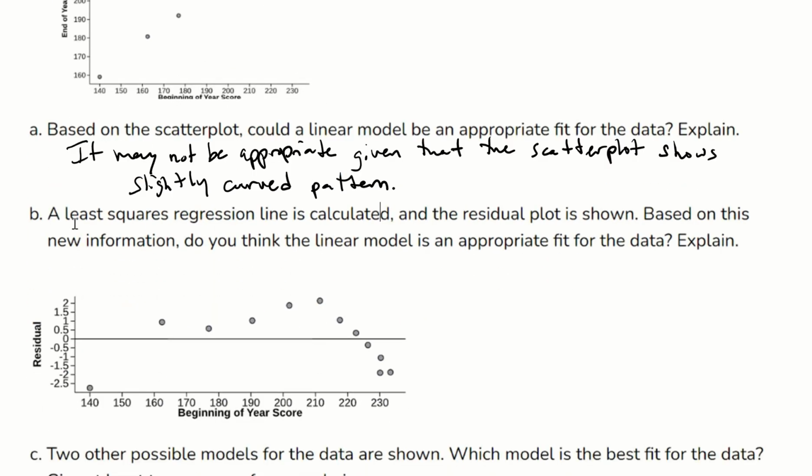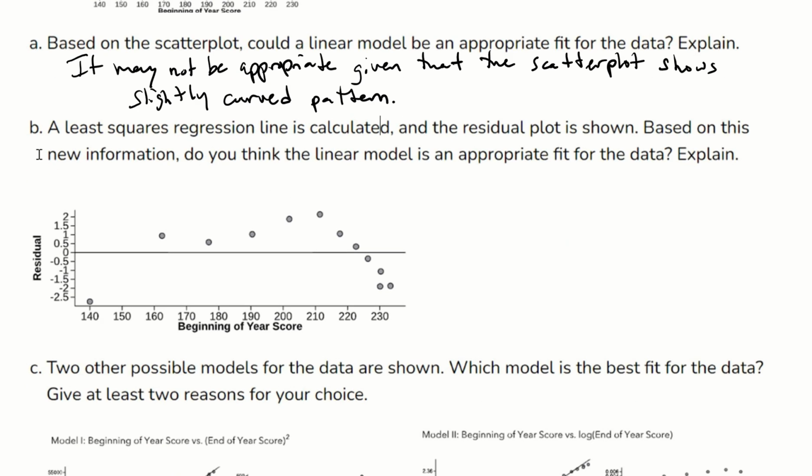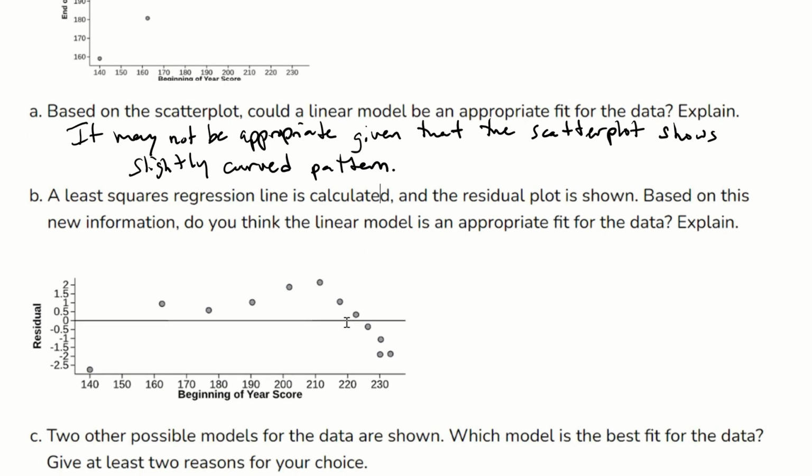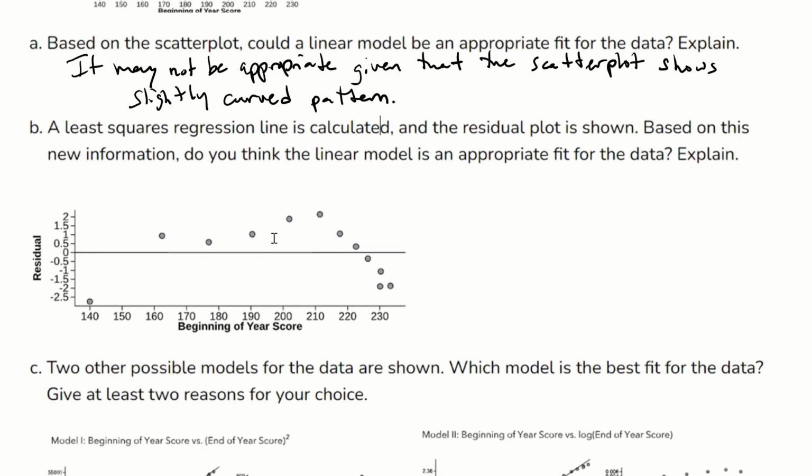A least squares regression line is calculated and the residual plot is shown. Based on this new information, do you think the linear model is an appropriate fit? So they assumed that it was linear, and then they did a residual plot. Well, this is basically affirming what we said in part A. It does not appear to be a good model because it looked like it was slightly curved. There is a pattern to this residual plot, so that affirms what we said earlier.